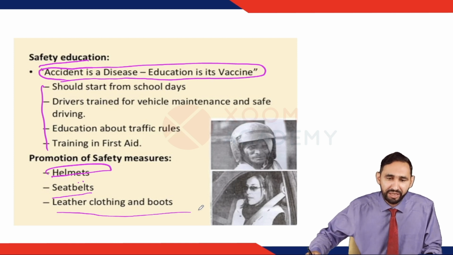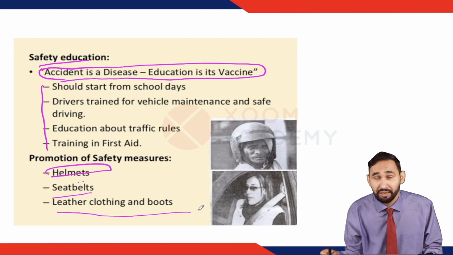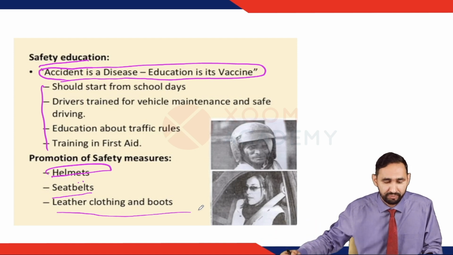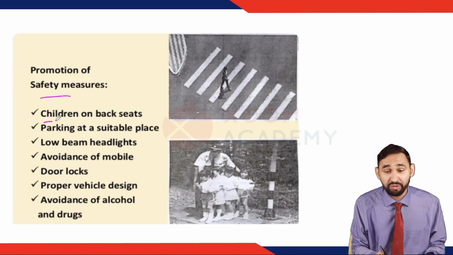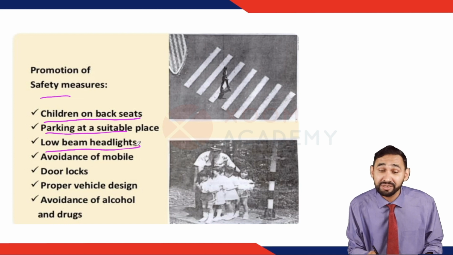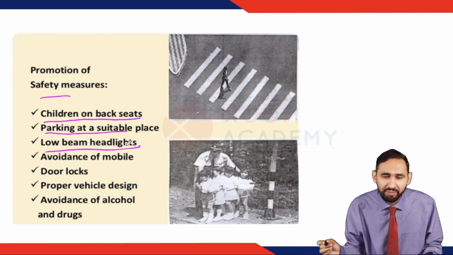We need to educate our community, and this education should be started from school level. Media can play an important role. Our mass media, our TV, our radio, and promotion of safety measures. Children should be on back seats. There should be parking at suitable places. Low beam headlights. But in our countries, people don't use low beam headlights. There is no concept of child on back seats. There is no concept of parking at suitable places.